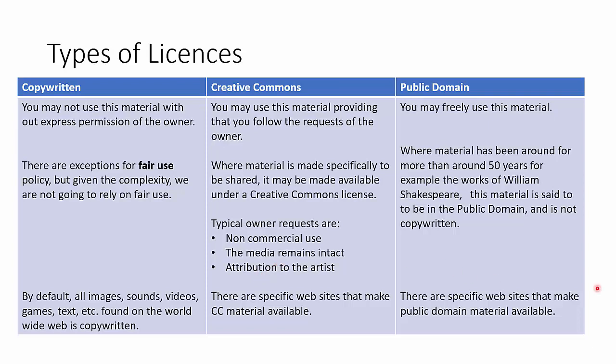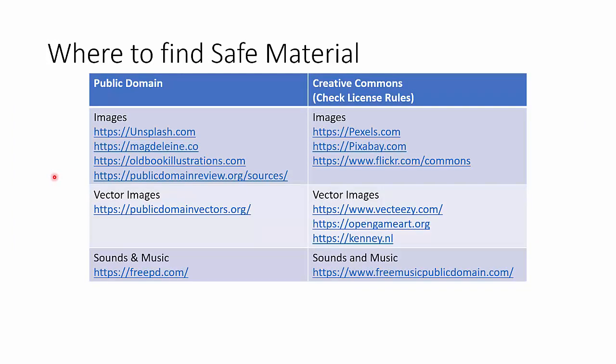And again, there are specific sites that make Creative Commons material available. So this slide just shows us a couple of websites that we can use to find our public domain and Creative Commons material. So for images, vector images, sounds and music, there are plenty. And this is just me searching. Within about 20 minutes, I found these sites. So there's really no excuse not to use public domain or Creative Commons material. In fact, it's only really laziness that makes us go down the route of copying and pasting from Google Images. And that laziness is undermining the whole copyright system.